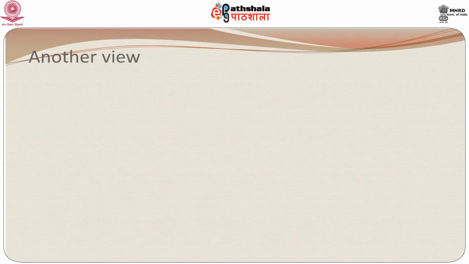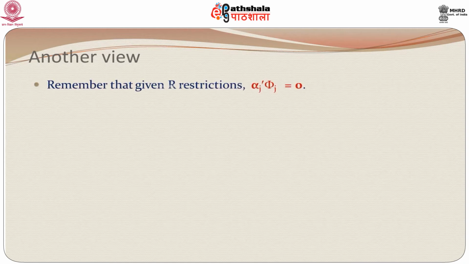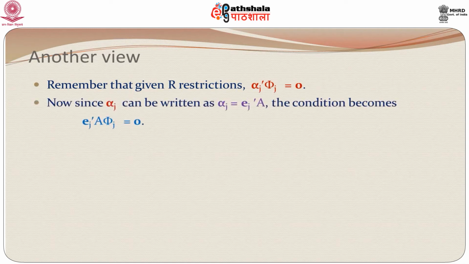Now, let us have another view of what we are trying to look at. Remember that given our restrictions, alpha j prime phi j is equal to 0. Now, since alpha j prime can be written as E j prime A, E j, mind you, is the unit vector.